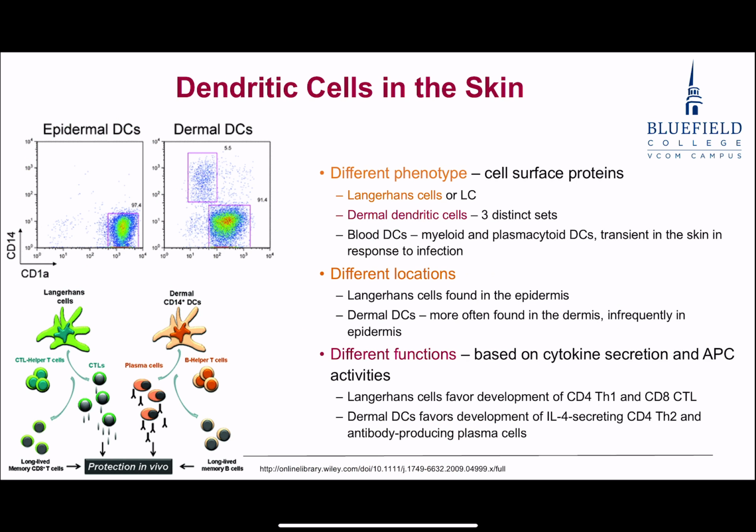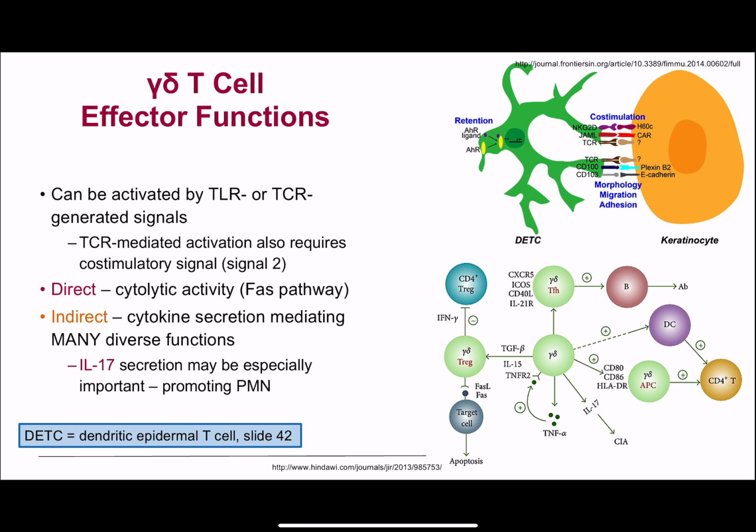Langerhans cells are biased for making type 1 T cell responses. The dermal dendritic cells are biased for making type 2. Okay? We've talked about gamma delta T cells a couple times, so we'll skip this slide. Okay, detect, that's on a few of these slides. I have defined it here just so everybody is not asking what detect stands for or what it is. You do not need to know this.